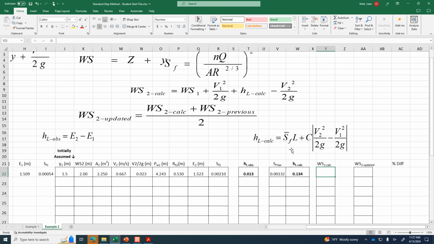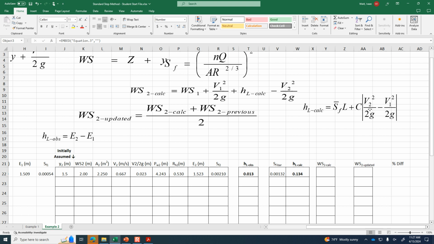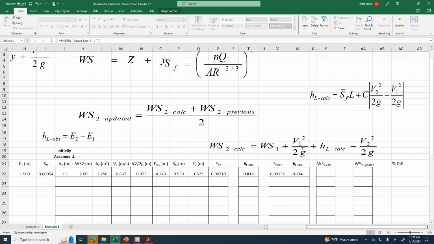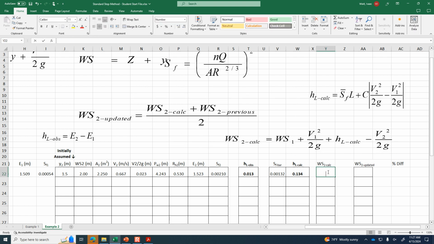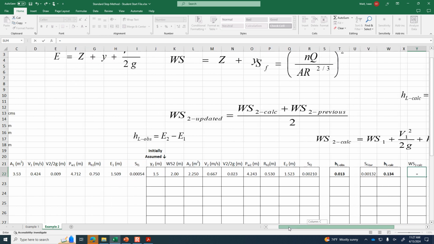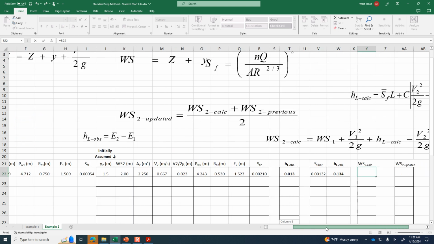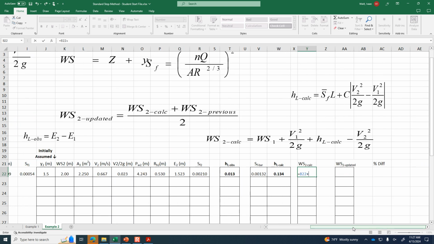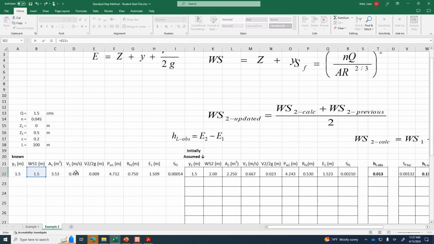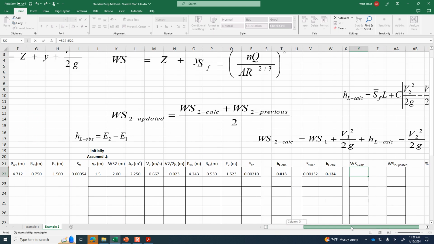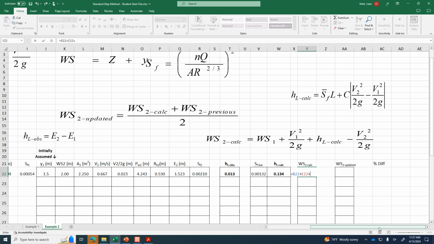And the process by which we make that correction is to calculate this water surface 2 calculated. So the water surface 2 calculated is this formula. So it's the water surface at 1, which we do have here, plus the velocity head at 1, which we've also got, plus the calculated head loss, which we just determined here, minus the velocity head at 2.